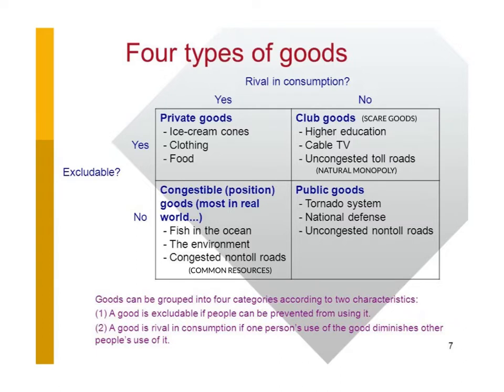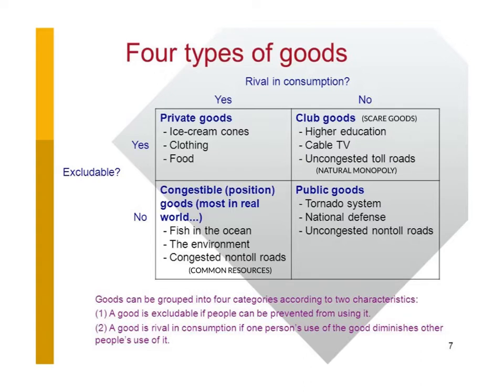The third type of good is referred to either as a club good, a scarce good, or even sometimes referred to as a natural monopoly. I apologize. A club good or a natural monopoly and a scarce good is excludable but is not rival. Cable TV is a great example of a natural monopoly or what's considered to be a club good.